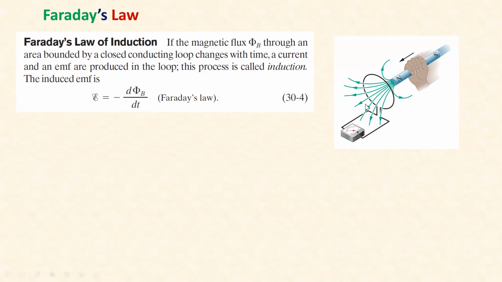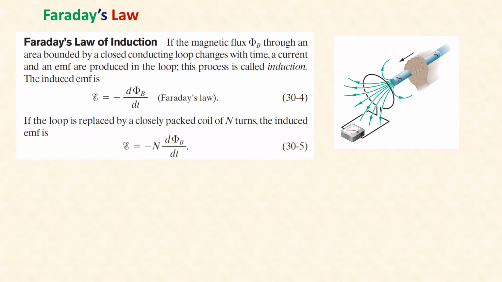Okay. If the magnetic flux phi B through an area bounded by a closed conducting loop changes with time, a current and an EMF are produced in the loop. This process is called induction. The induced EMF is given by this formula. And usually we have more than one loop.